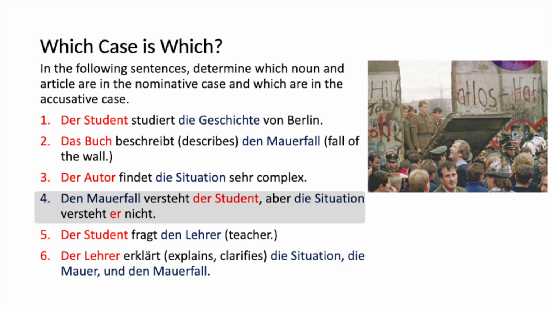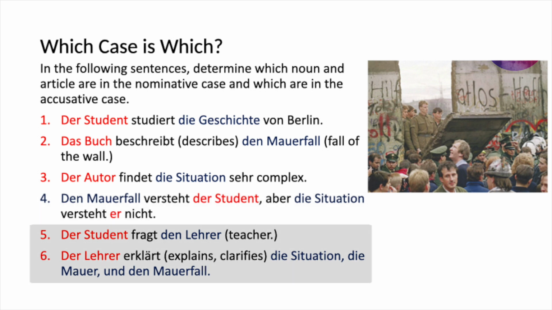Aber die Situation versteht er nicht. So he understands that the wall fell, but he does not understand the broader context or situation. Because the things that are or not understood are being emphasized, they've been moved to the front of the sentence, but remain in the accusative case. We can do this because of the flexibility of German word order, which we simply do not have within the English language. Finally, der Student fragt den Lehrer, and der Lehrer erklärt die Situation, die Mauer.